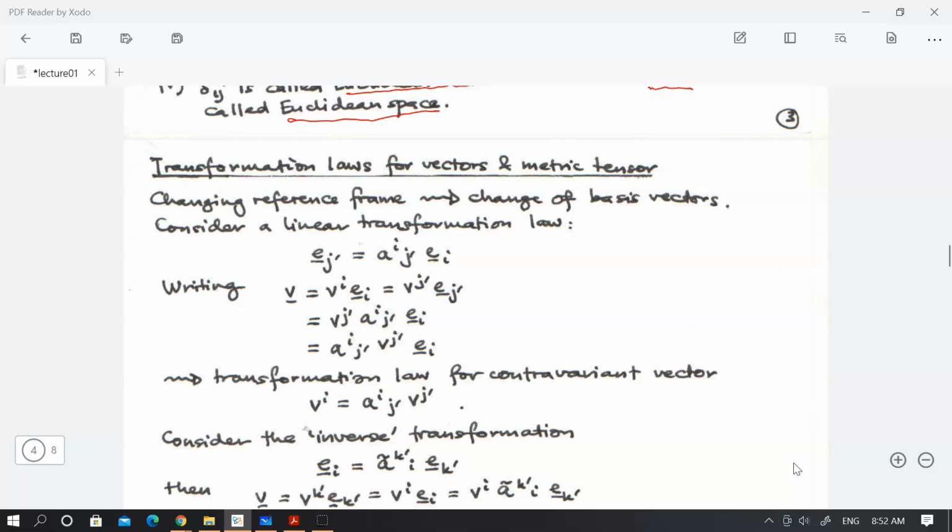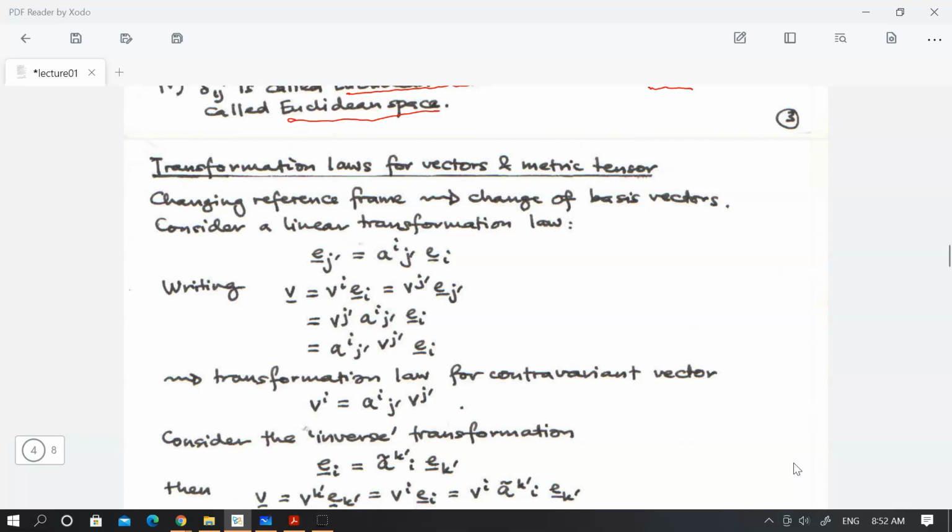So a linear transformation is given by this. I cannot have something like a square. It can only be linear. Or I cannot add something like a constant, plus a constant. That's not allowed. So it has to be a linear transformation, and I think you have done linear transformation before, right? In maths methods. So this is a linear transformation.